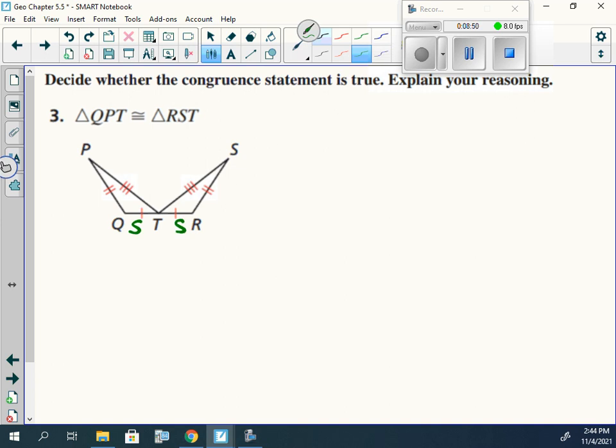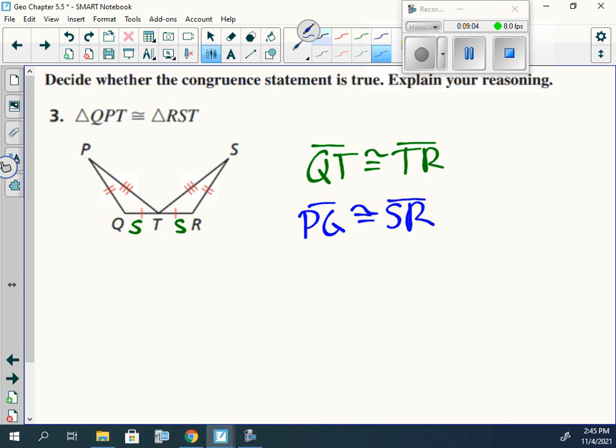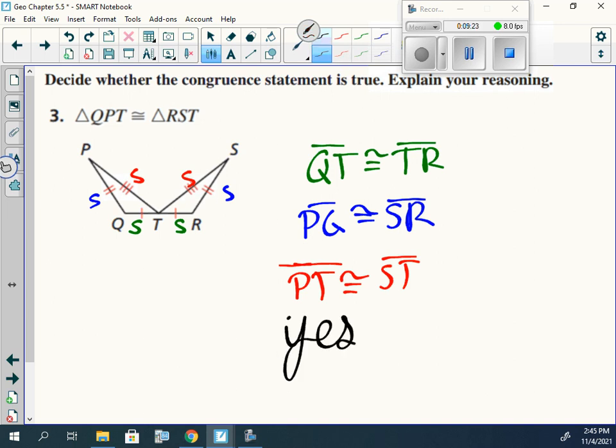Because these 2 sides are congruent, so QT is congruent to TR, yes? What other side? PQ, yes, is congruent to SR. Any others? PT would be congruent to the other one. So because of this, we can say yes, by side, side, side. Questions on this here?